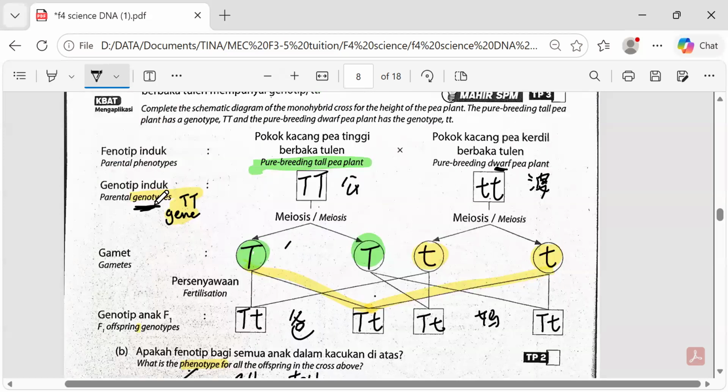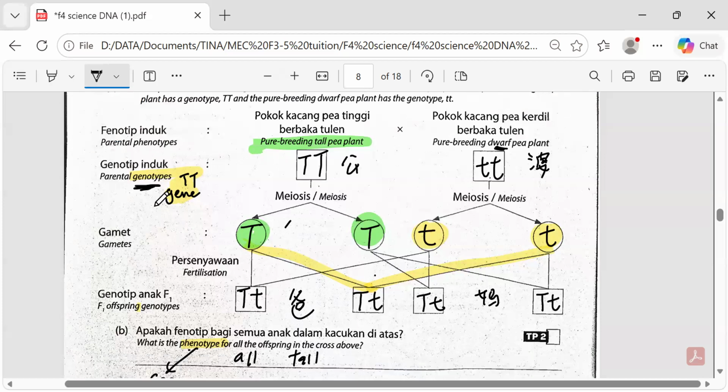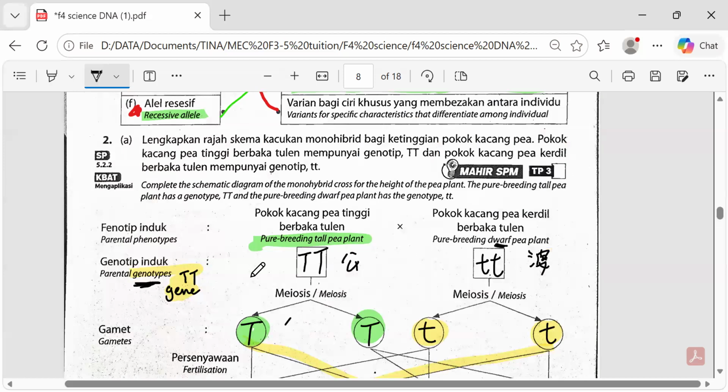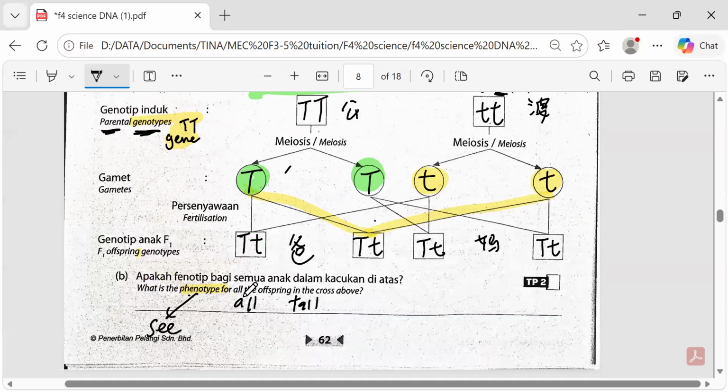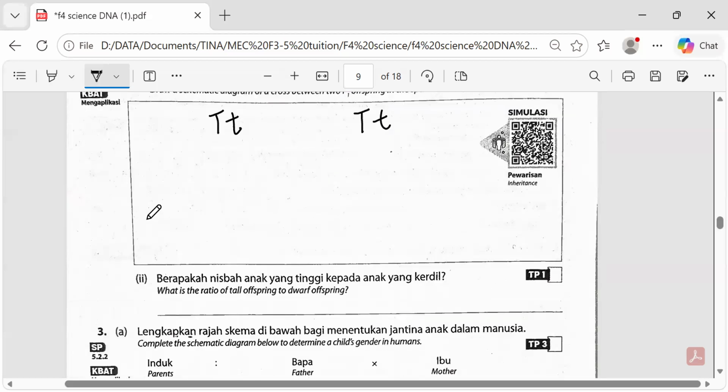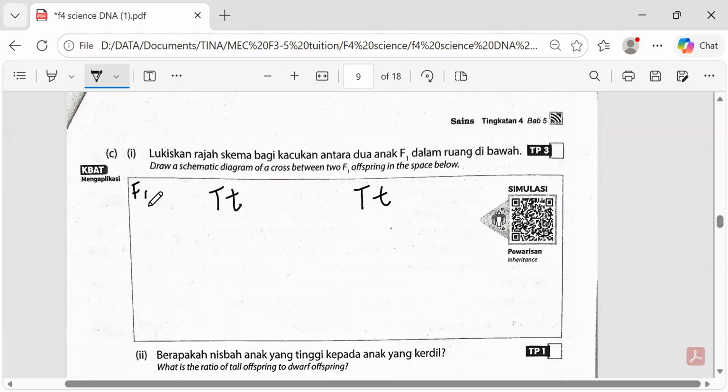This is called genotype. And this generation, Papa Mama, is called F1. Okay, Papa Mama is called F1. Kong Ama is called parental genotype. Okay, so Kong Kong Popo is parental genotype. Papa Mama is F1. Then you are F2. Get it? So this is F1.